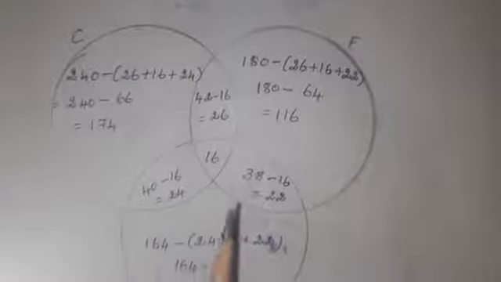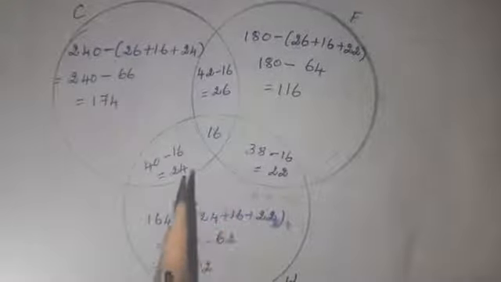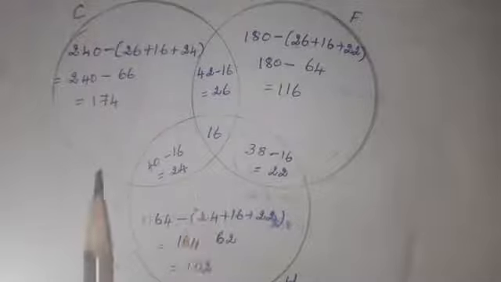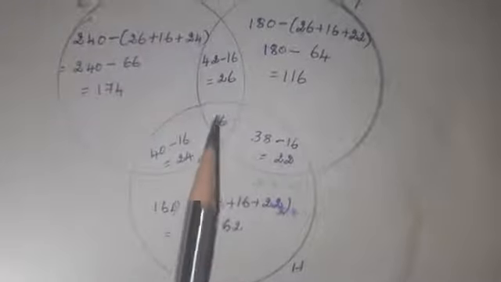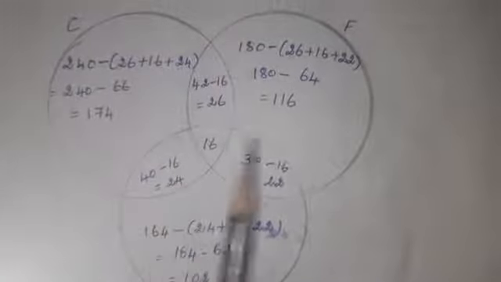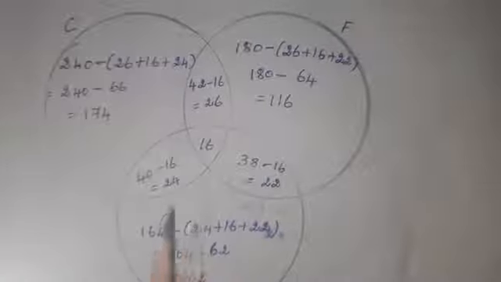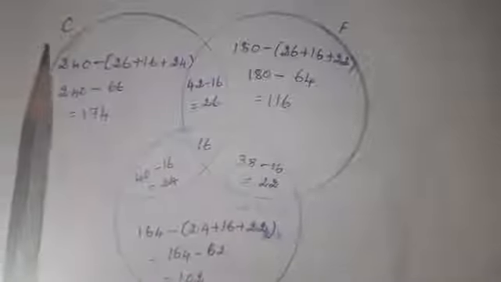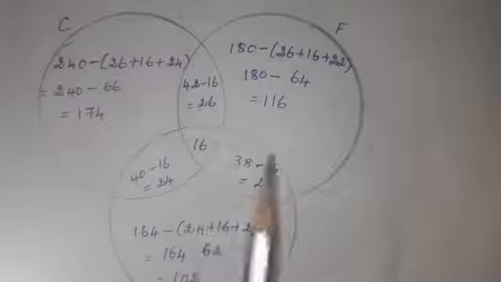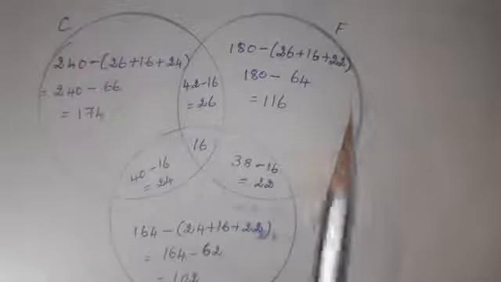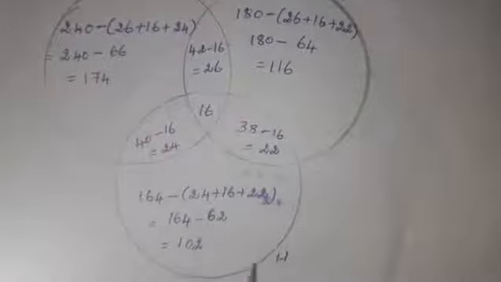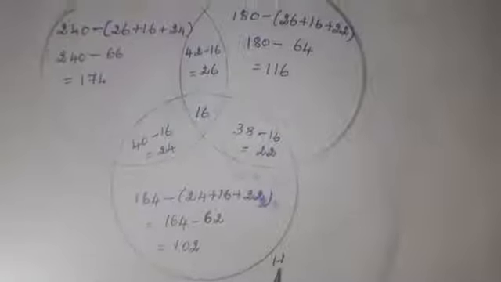I am doing this using a diagram. Three sets are included: cricket, football, hockey. For that you should draw three circles. First circle, second circle, this one is the third circle. Give the names: this is cricket, so capital C. Second circle is football, so capital F. Third circle is hockey, so you write capital H.